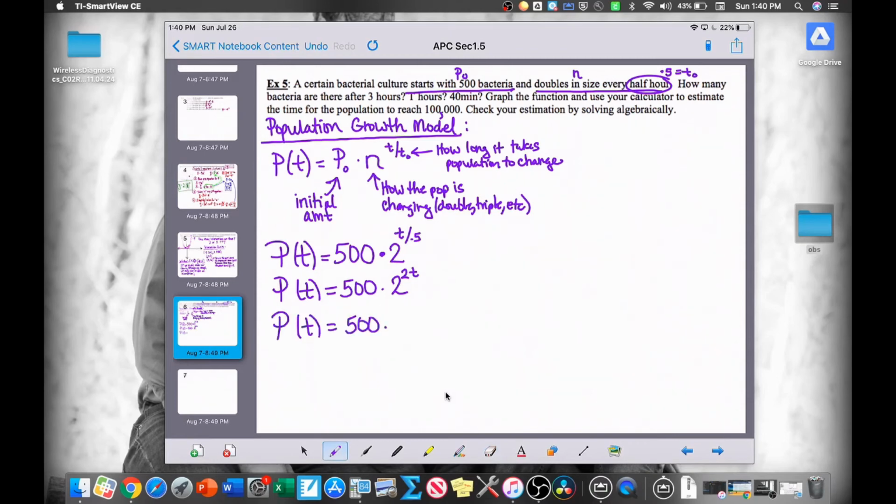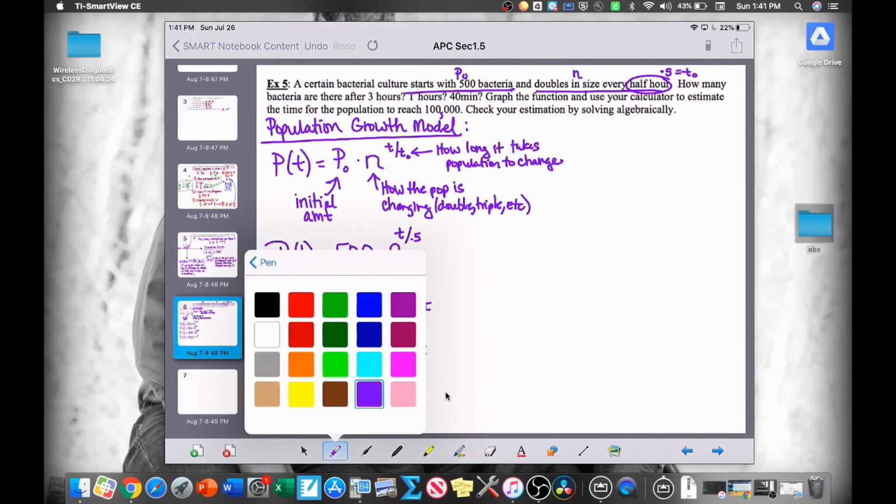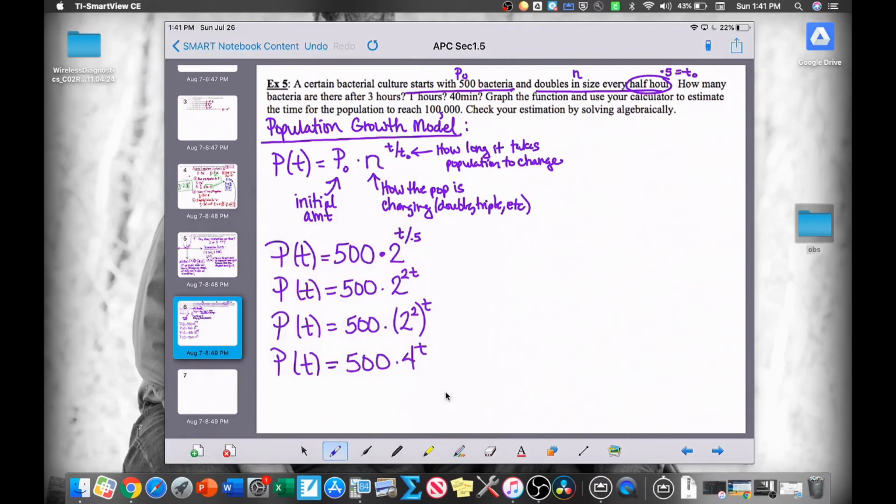This is really like 500, and you'll see this again throughout the year. And then 2 squared to the t, right? Because I'm just doing the power of a power rule in reverse. Usually when we have a power of a power, we multiply our exponents. This time I'm pulling them apart so that I can simplify 2 squared as 4. So P of t is equal to 500 times 4 to the t power. All right, so this is part of our answer, actually. So now let's go through and answer all of our questions, and I'll explain what I mean.